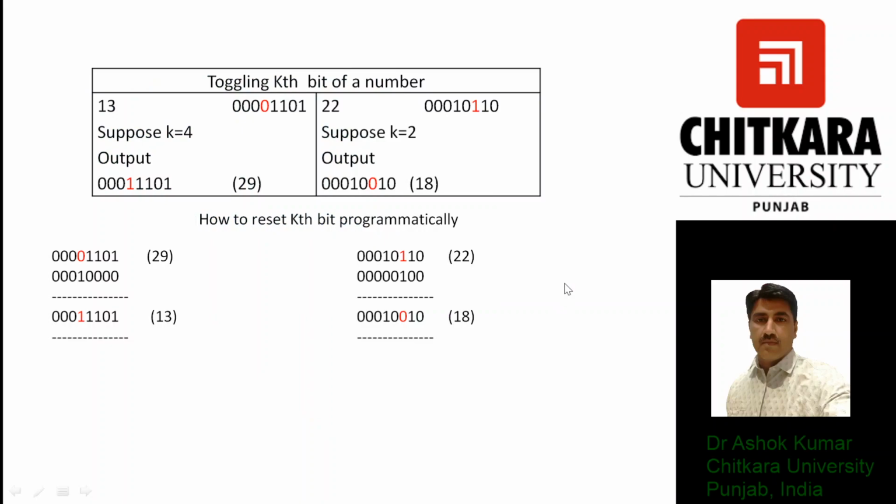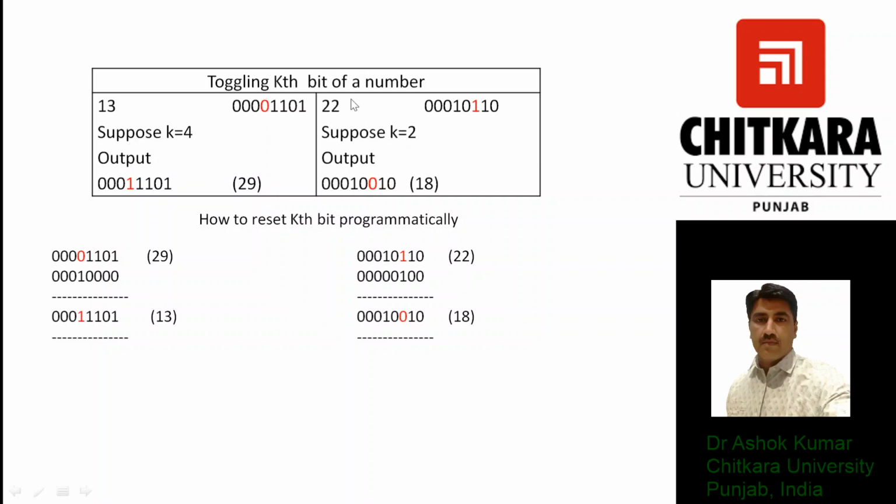The next thing that we are going to discuss is toggling the kth bit of a number. Toggle means we want to change the bit from 0 to 1 and 1 to 0. Here again I have taken the same example. One number is 13 and we want to toggle its fourth bit. The fourth bit is already 0. If you toggle it, it will become 1. So in that case this will be the output, and this number is equivalent to 29 in decimal.